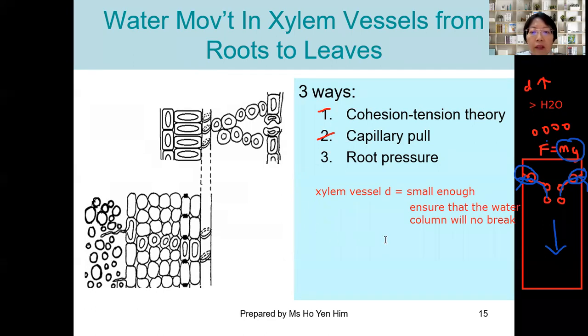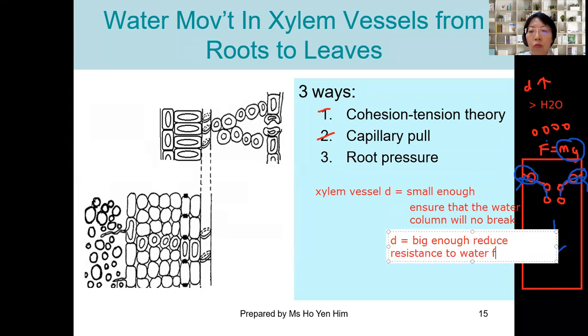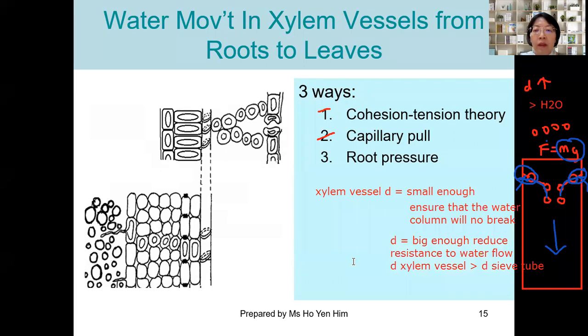However, the xylem vessel diameter also must be big enough to reduce resistance to water flow. Therefore, you can say that the diameter of the xylem vessel is bigger than the diameter of the sieve tube, so that it reduces resistance to water flow. So that is something you need to know about the diameter of the xylem vessel.